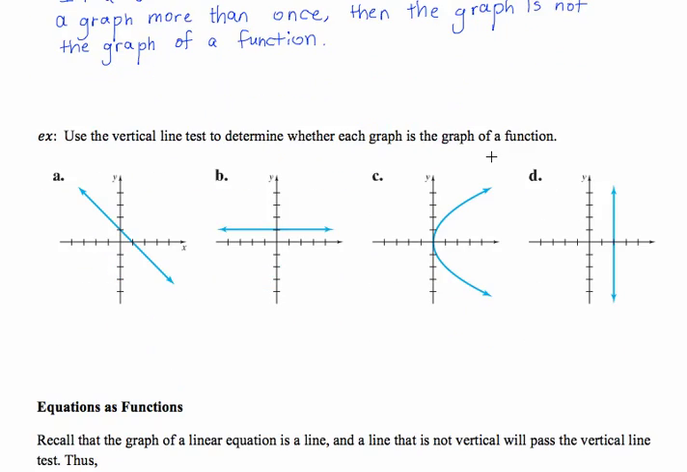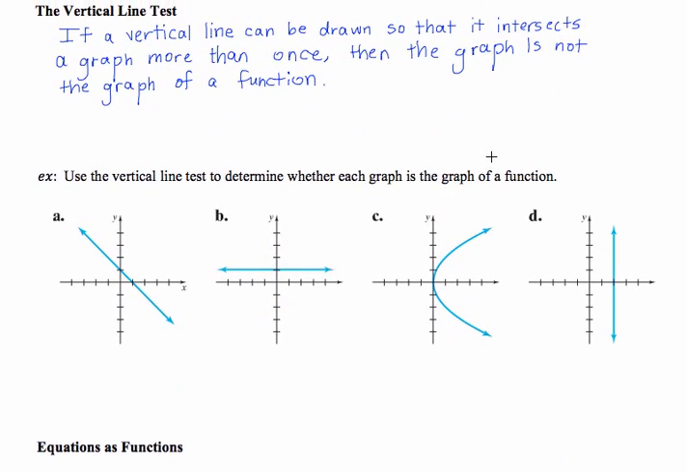Okay, let's use that same test on each of these. Try these on your own first. On this first one, if we imagine a vertical line going across, here I'm only touching 1 point, 1 point, 1 point on that blue line, and I'm only ever going to touch 1 point at a time. So that is a function.